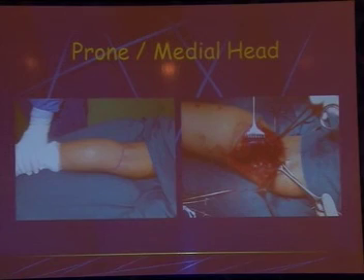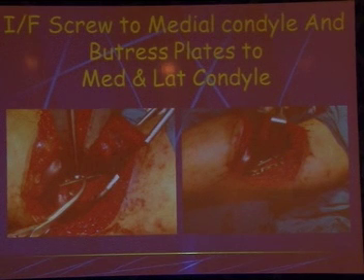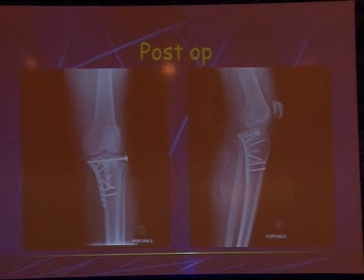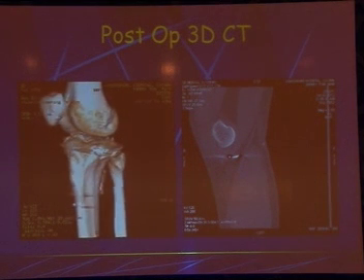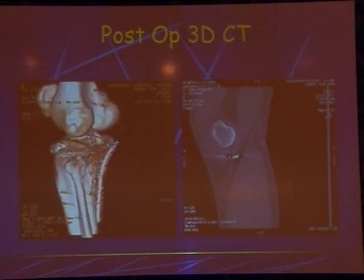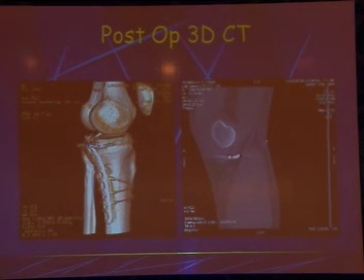This is the posteromedial approach. This is a prone position. The medial head of the gastrocnemius is elevated, depressed lateral condyle and elevation of this, and then applying 2 plates, one medially and one laterally. And this is the post-op film. You can see that there's an interfragmentary compression with 1 screw and 2 plates applied on the posterior aspect of the tibia. And this is again a post-op 3D CT where it shows that our reduction has been elevated and it is in satisfactory position.